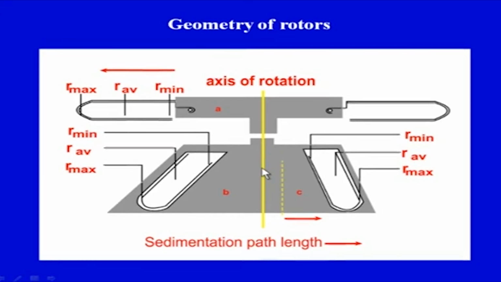Likewise, in angled rotors, there are drilled holes and the tube is fixed. So, it will not extend like the swinging bucket here, but here also you will have r minimum, r average and r maximum, and r average will be taken for calculations. The vertical rotors, the third one, will be totally vertical, with no angle here, and there will be another type of rotors.